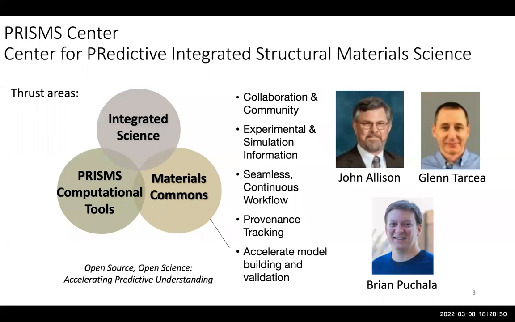Materials Commons is one of the 3 thrust areas of the PRISM Center, the Center for Predictive Integrated Structural Materials Science. The goals of Materials Commons are to provide a place for collaboration and community, to house experimental and simulation information, to provide seamless continuous workflow, to allow provenance tracking, and really what we want to do in the PRISM Center is accelerate model building and validation on collaboration between experiments and simulation.